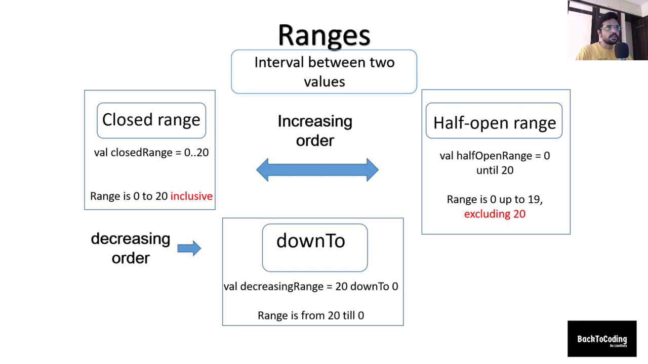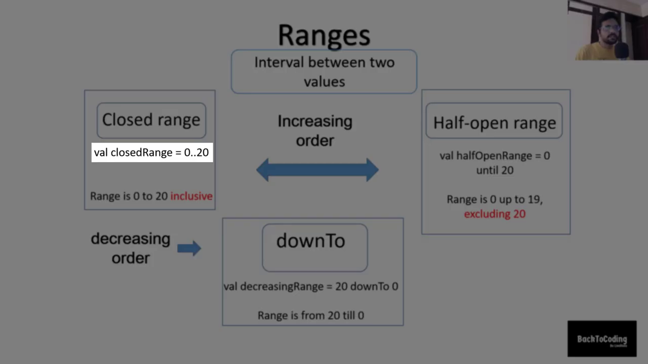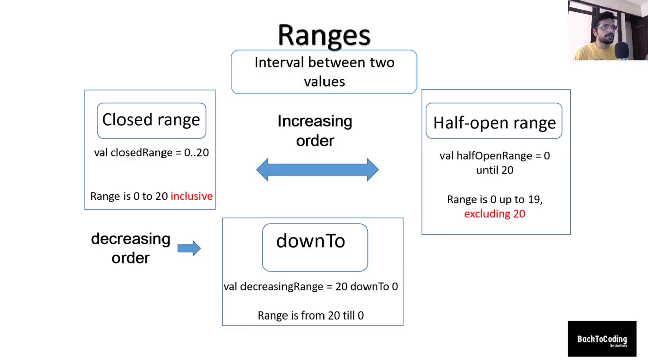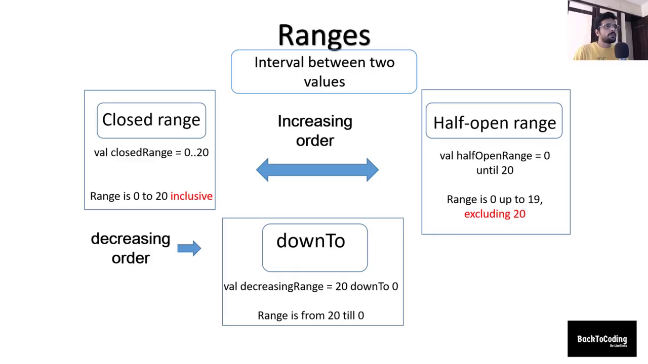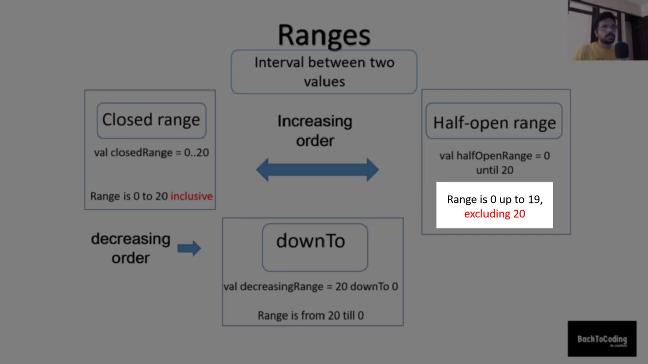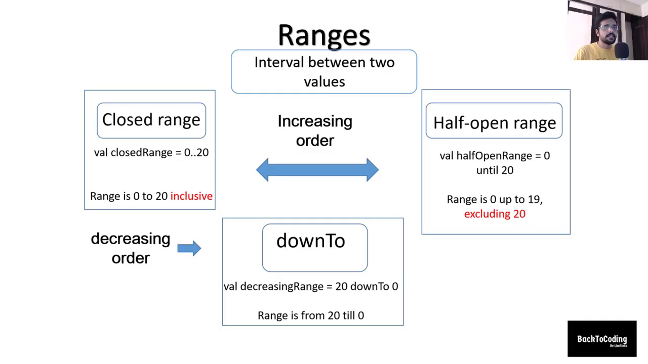Again, there are two types, closed range and half open range. Closed range is used something like this, where the range goes from 0 to 20 inclusive. That means the numbers are 0, 1, 2, 3, 4, 5 till 20. And in half open range, we use until keyword. It is used like this, where the range goes from 0 up to 19, not including 20. That means the numbers are 0, 1, 2, 3 till 19.